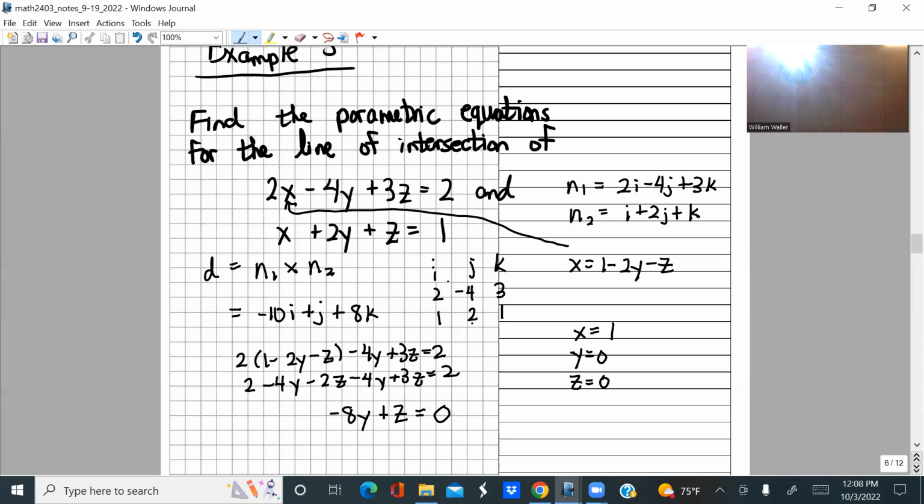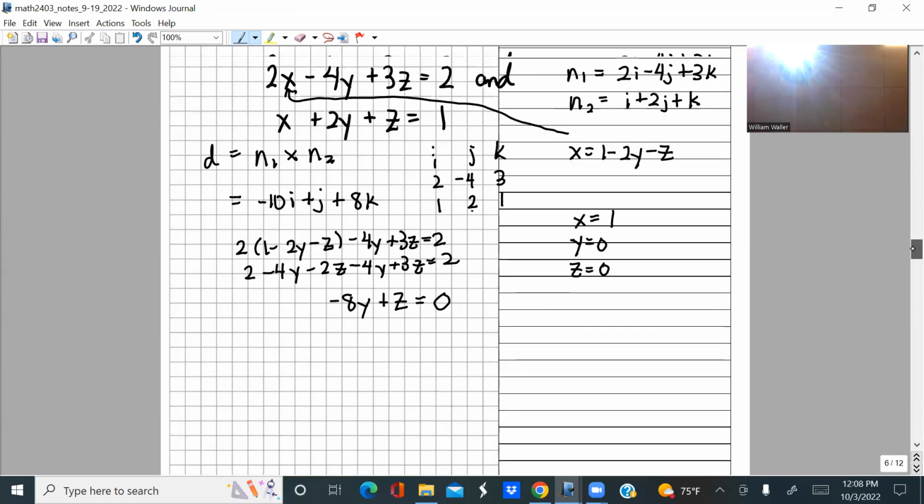Right, that is on both of these planes, so that means it's on that line where the two planes intersect, correct? And so it's on our line with direction vector minus 10i plus j plus 8k, right? So that means, what are the parametric equations for our line then? X is going to be what?